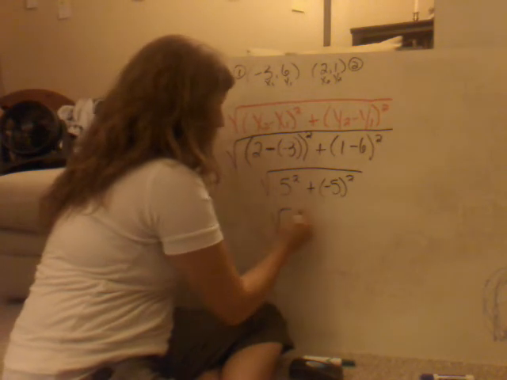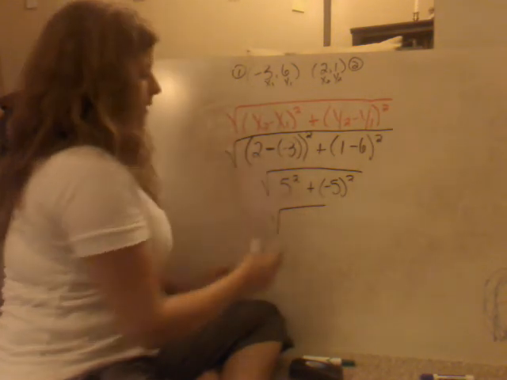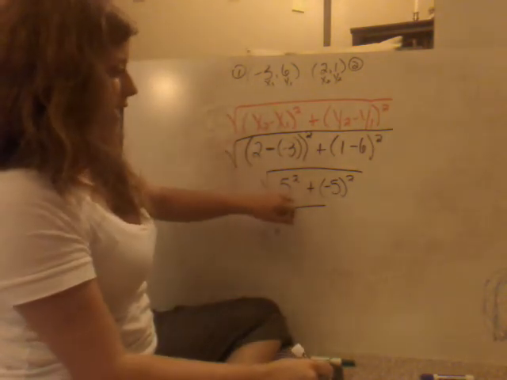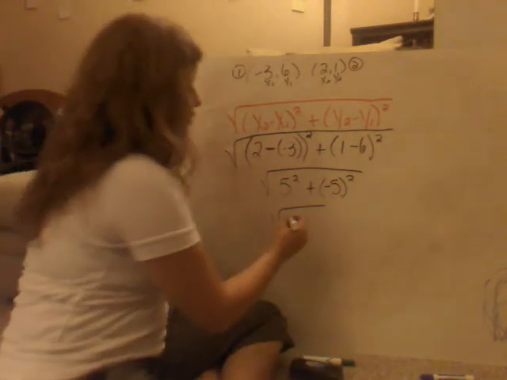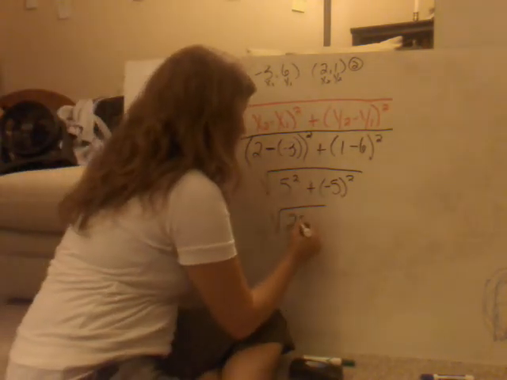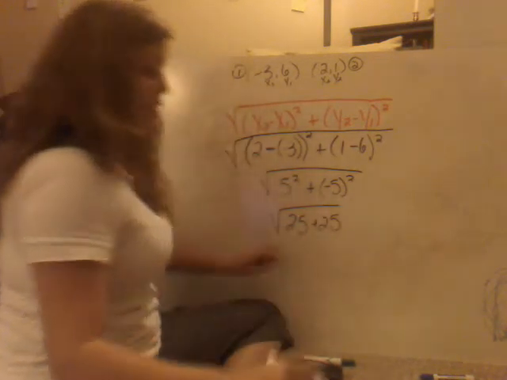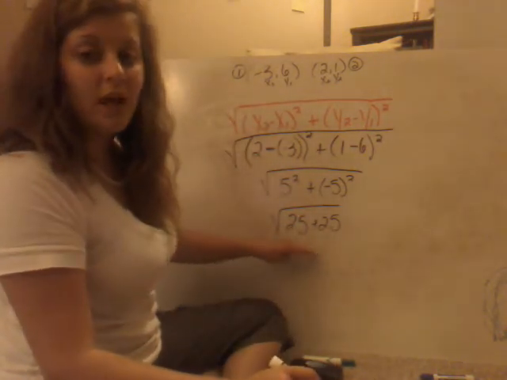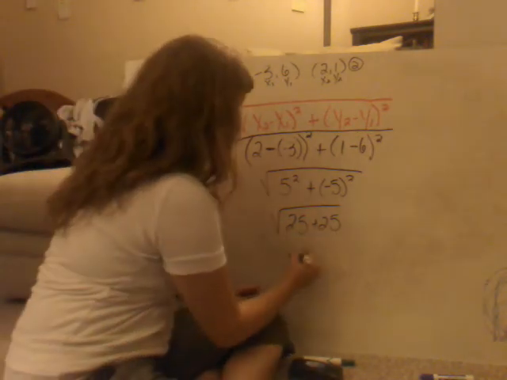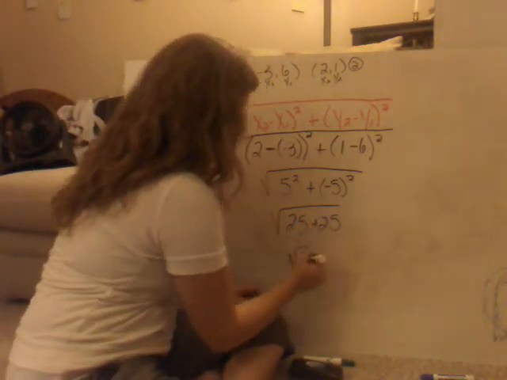So now I take the square root of, I take 5 squared is 25. -5 squared is 25 because a negative times a negative is a positive. Now I can't just take 5 or 25 out of this. I do still have to add them together, which gives me the square root of 50.